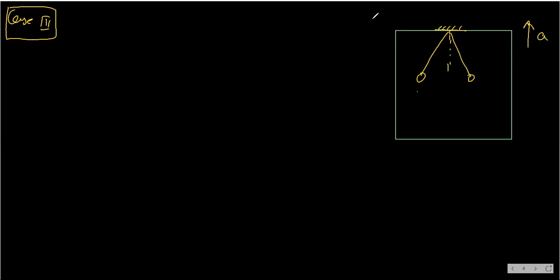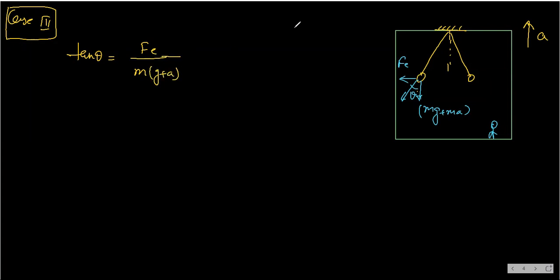If it is going upward, then you need to understand that there is going to be pseudo force, and the net force acting downward should be mg plus ma. If you're watching it from the lift frame, electrostatic force will remain irrelevant because charge does not depend upon the frame. Already we know that. So in this case, theta, if I'm supposed to find, then bachcho, tan of theta should be given as force of electrostatic upon m of g plus a. That should be the value of theta.